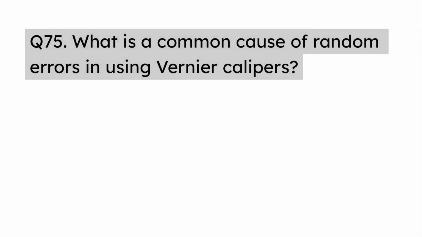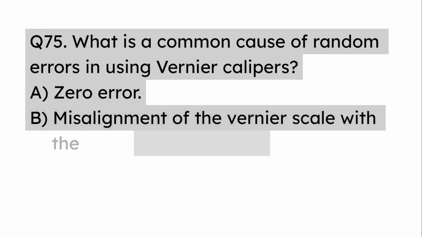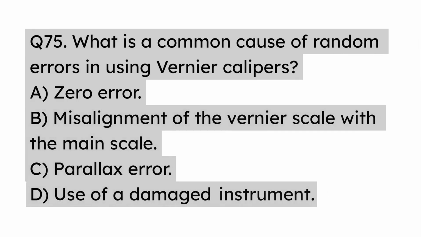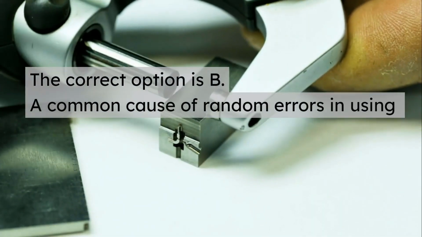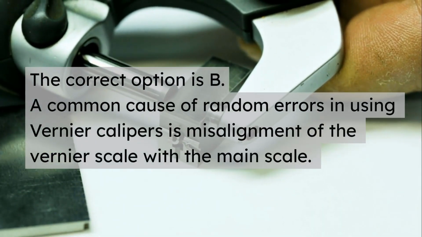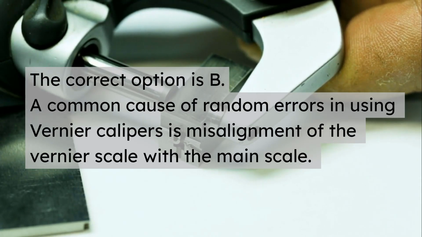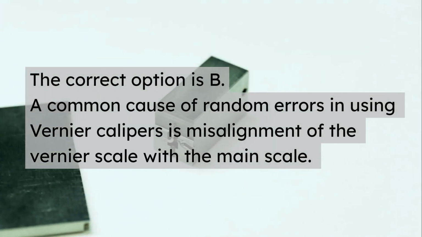Q75. What is a common cause of random errors in using vernier calipers? A. Zero error. B. Misalignment of the vernier scale with the main scale. C. Parallax error. D. Use of a damaged instrument. The correct option is B. A common cause of random errors in using vernier calipers is misalignment of the vernier scale with the main scale.